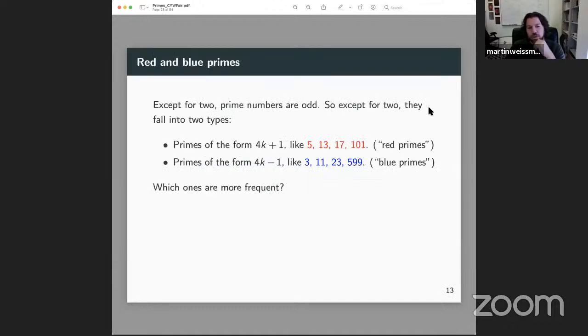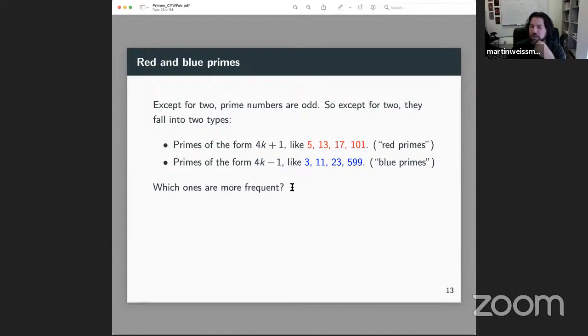So one way of looking at populations of primes is you can call some of them red and some of them blue. And the way that I'll do this is that, forgetting about the prime number 2, which is even, all the other prime numbers are either red, one more than a multiple of 4, like 5 and 13 and 17 and 101, or they're blue, which means they're one less than a multiple of 4, like 3 and 11 and 23 and 599.